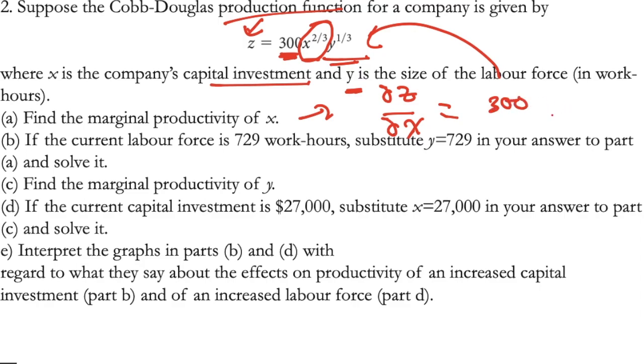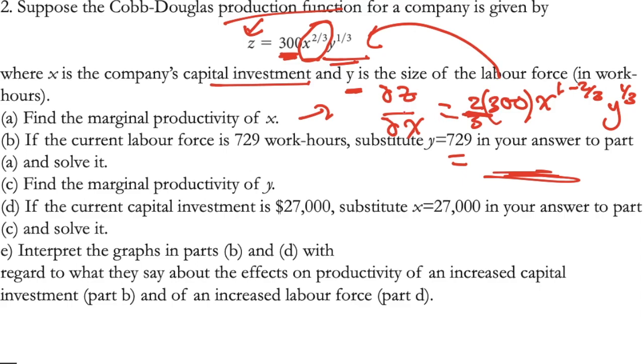300 stays the same. X to the power of 2/3 becomes what? X to the power of 2/3 minus 1, isn't it? And then 2/3 here, bring it here, isn't it? And then Y to the power of 1/3 is a constant. You leave it just like that. And then can you simplify? Okay, here I haven't finished the answer, but I want you to simplify. Because I have done the differentiation part.